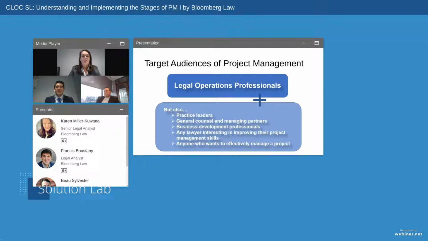It is important to note, however, that project management is not limited to legal ops professionals and can also be utilized by practice leaders, general counsels and managing partners, business development professionals, both in-house and at law firms, any lawyer who's interested in improving what we would call project management skills, but they may call their matter management skills, and anyone who wants to effectively manage a project in the legal field or otherwise.